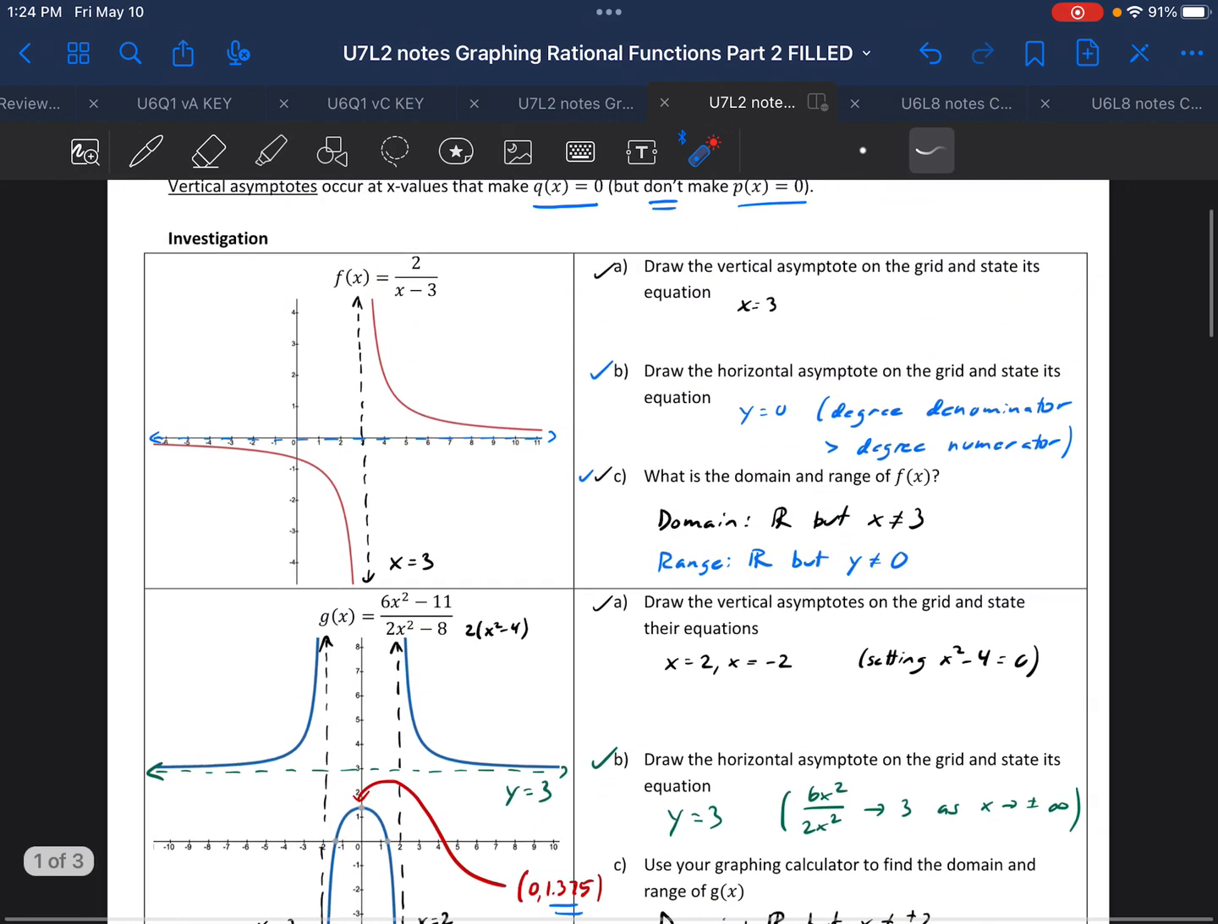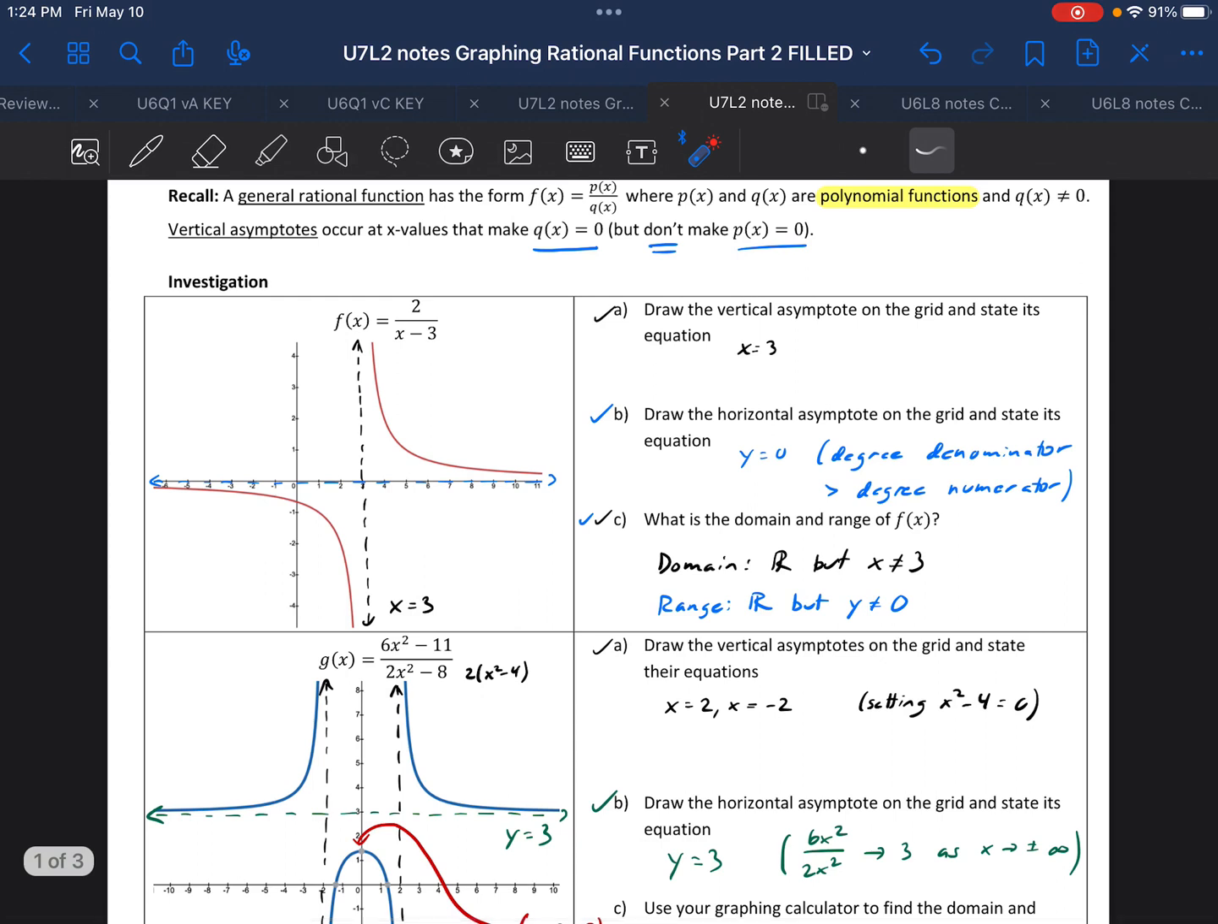Okay, so now we can go through these hopefully pretty easily. Draw the horizontal asymptote on the grid. Well, I've got a degree 0 here. I've got degree 1 here. The degree at the bottom is bigger, so my horizontal asymptote is just y equals 0, right? Got it.